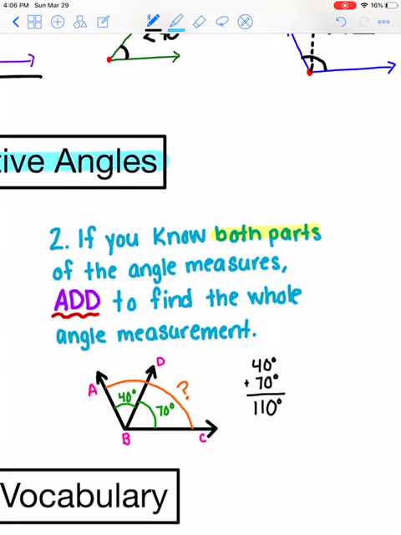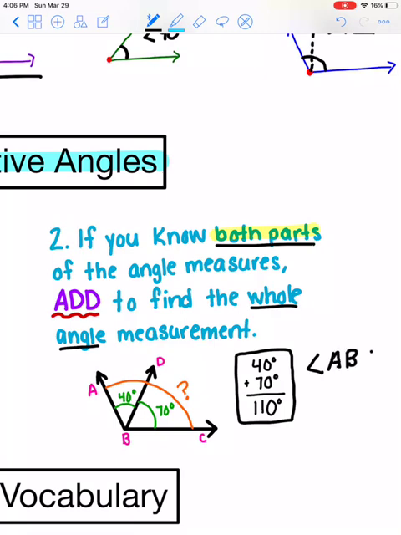Okay, the next way to do additive angles is if you know both parts of the angle measure, you're going to add to find the whole angle measurement. So as you can see, we know the parts, which are listed here in green. Angle ABD is 40 degrees and angle DBC is 70 degrees. So I'm going to add them to find the measure of angle ABC, which is shown here in orange, and that equals 110 degrees.